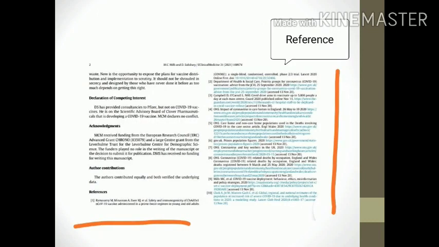One more important thing about this paper is that there is a reference section at the end of the paper. This means that the author has documented the sources and evidence at the end of the paper. I hope you understood these 2 types of academic writing, essay and research paper. The other types of academic writing will be discussed in the next class.